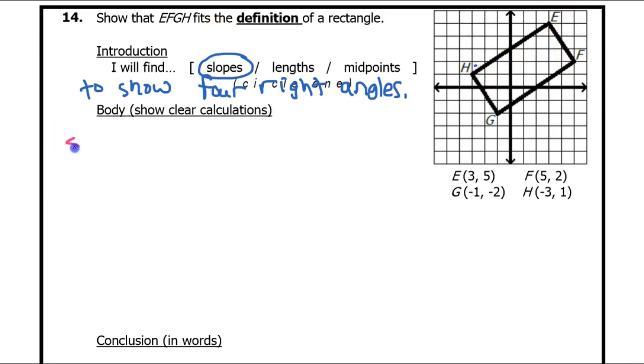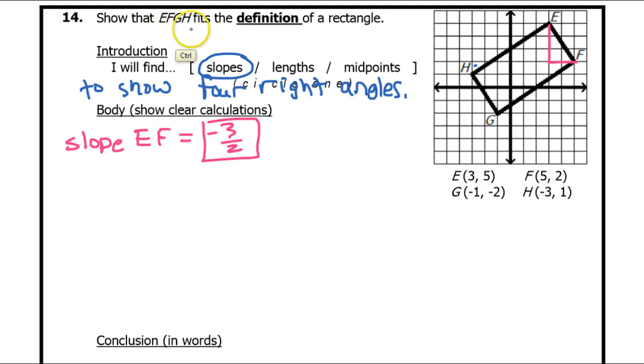All right, in fact, let me write slope. We're going to find slope EF. Okay, let's do rise over run. So it's down 3 over 2. So that's the slope. It's negative 3 over 2. All right, that's slope EF.